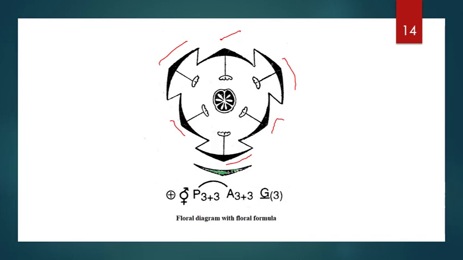So the number of sepals is 3. So this is 1, 2 and 3. Similarly the number of petals is also 3, 1, 2 and 3. So the perianth contains 3 sepals and 3 petals. All these sepals and petals are united together.